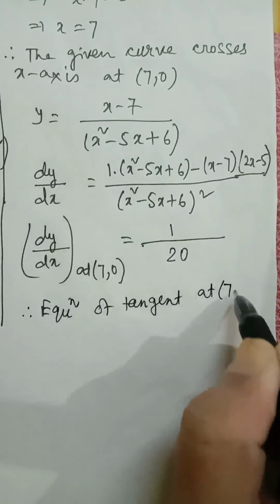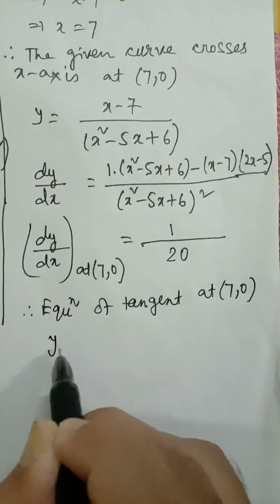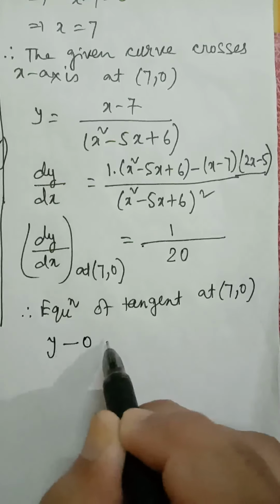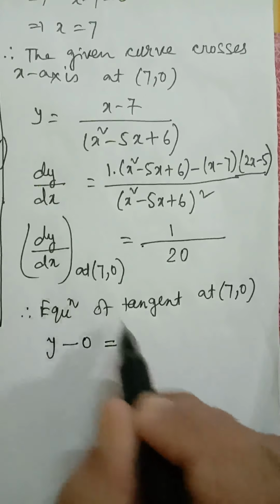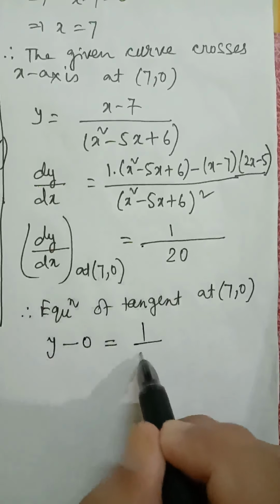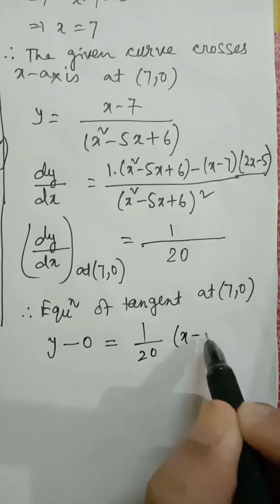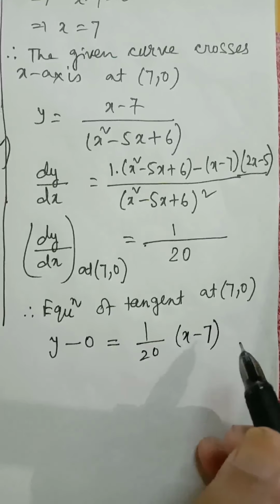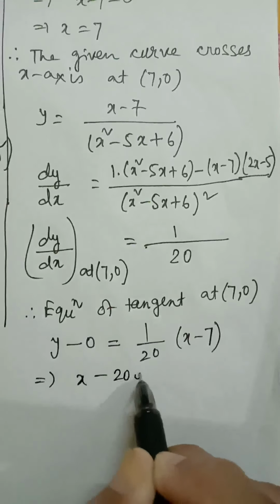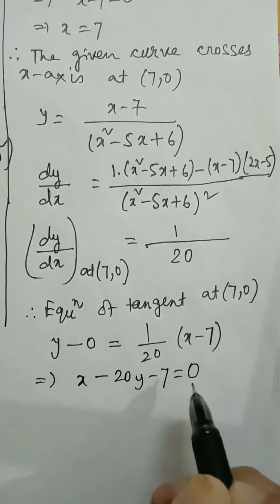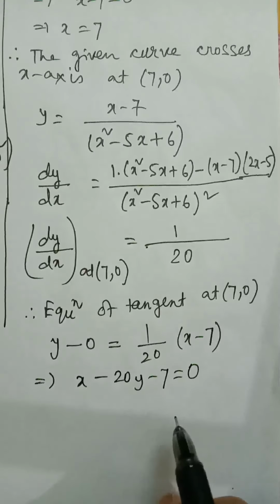Therefore, the equation of tangent at (7, 0) is y minus y1, that is y minus 0, equal to dy by dx, its value is 1 by 20, into x minus 7. So x minus 20y minus 7 equal to 0. This is the equation of tangent.